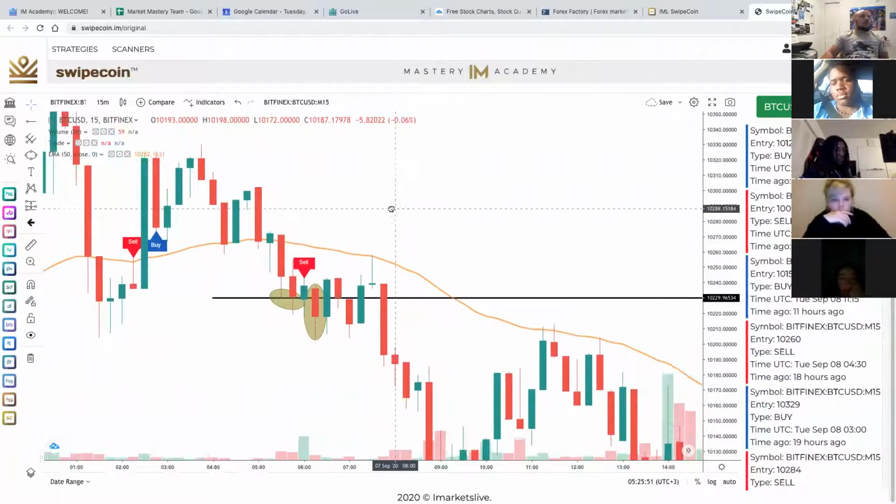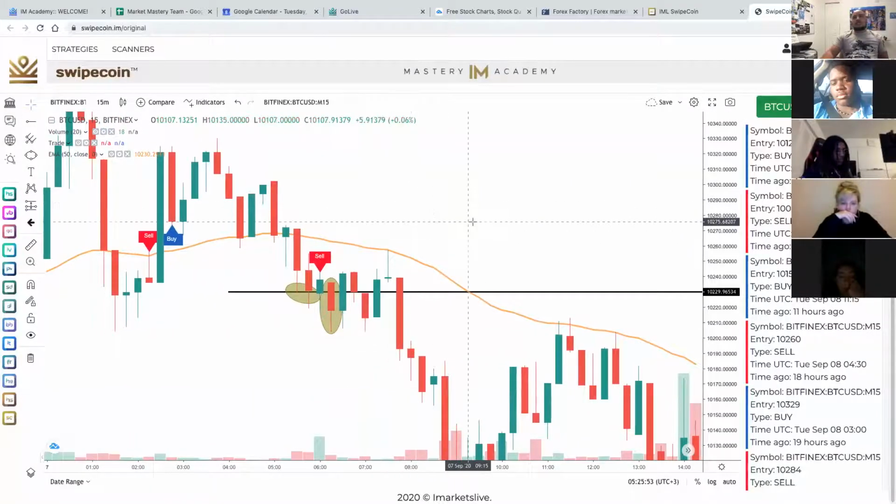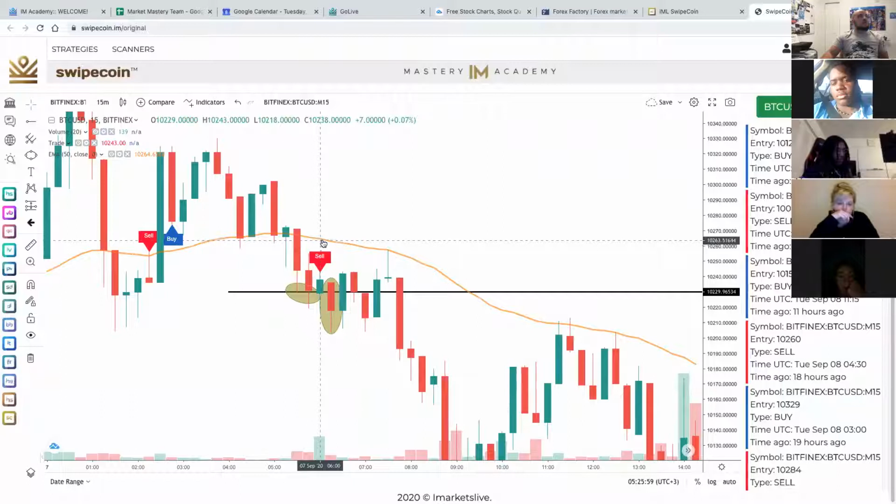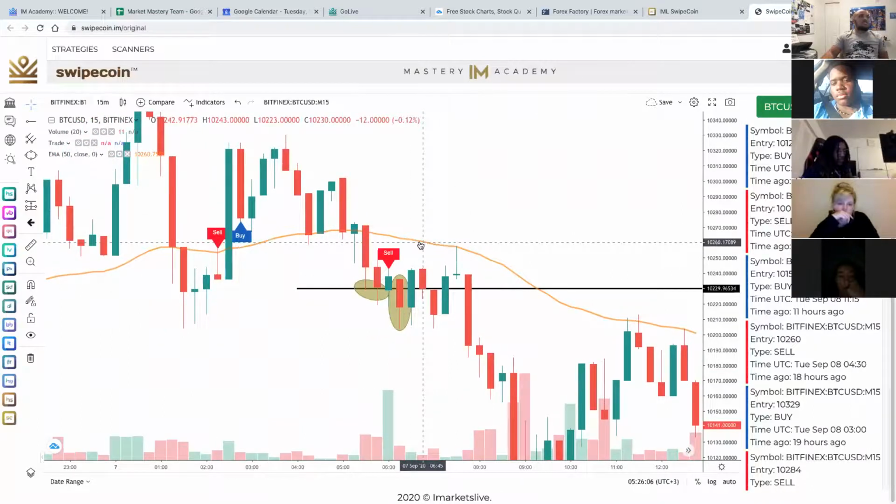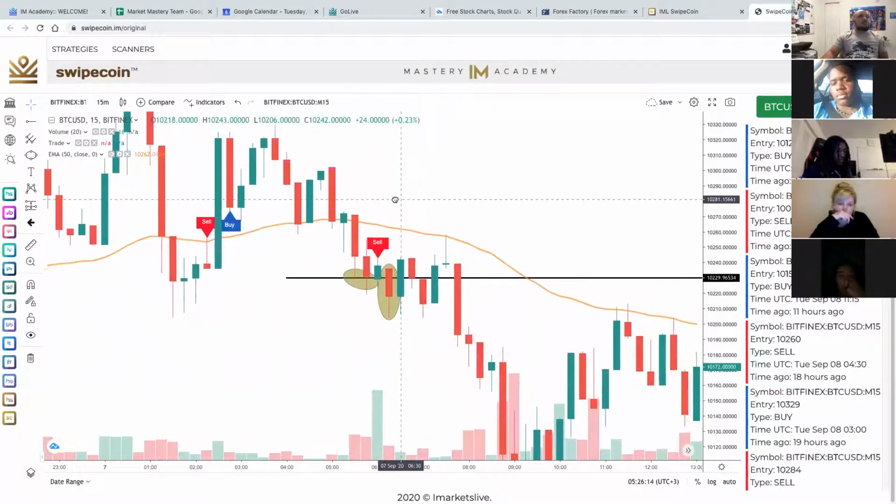Okay? Now, the only other rule is this. So I guess you would say it's kind of like 4 steps. If it's a sell, it needs to be underneath of this EMA right here. Okay? So for instance, since this is a sell, the EMA needs to be on top. For a buy, the EMA has to be below. I'll give you an example of a buy in a second.